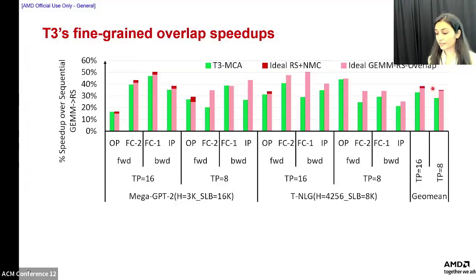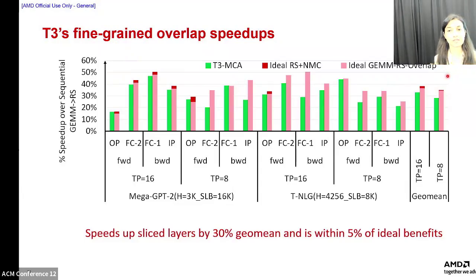Comparing this with what we get with T3, we observe that speedups can go up to about 47%, and on average, it's about 30% across these layers. Furthermore, this is only 5% away from the ideal speedups that I showed earlier.